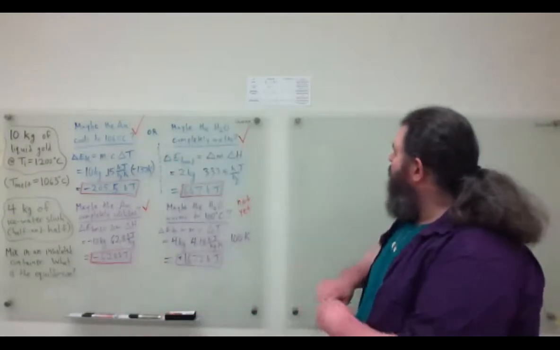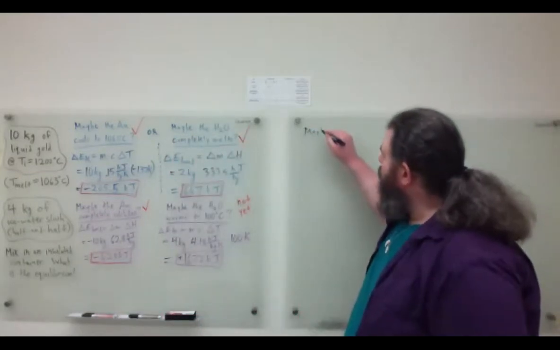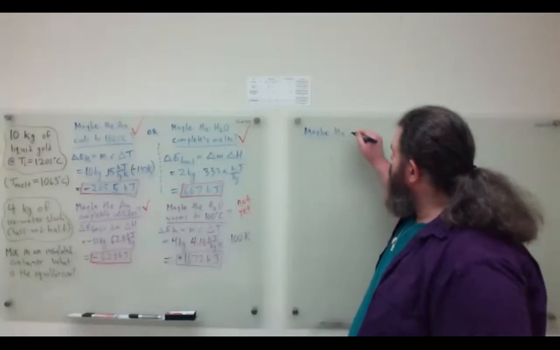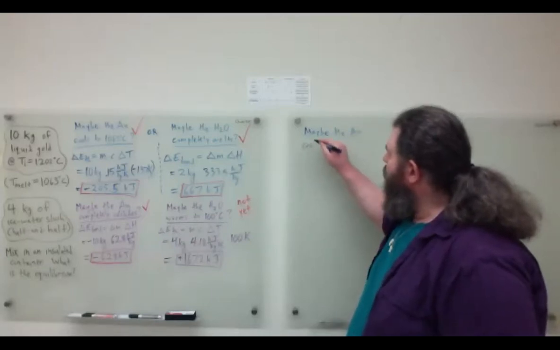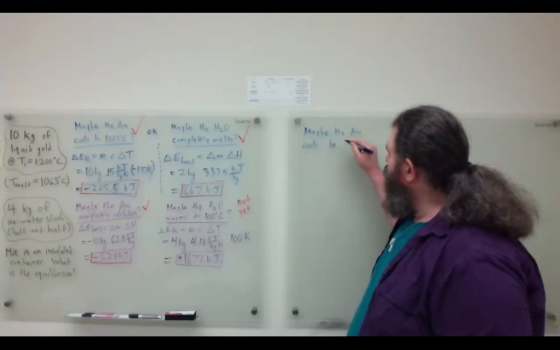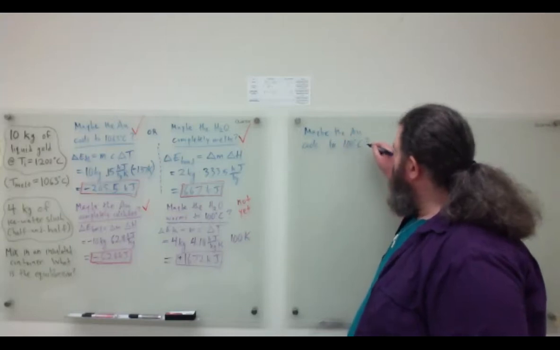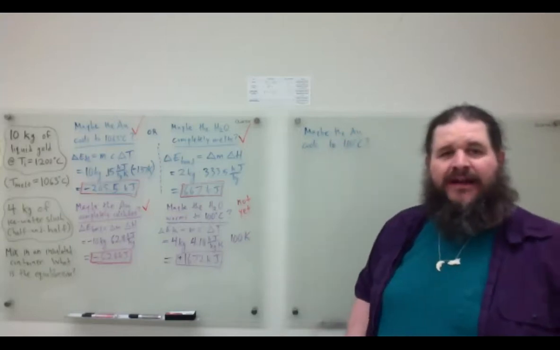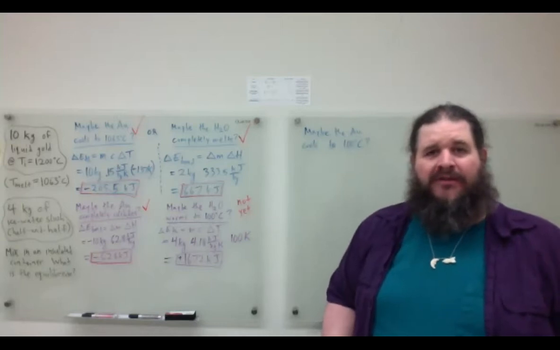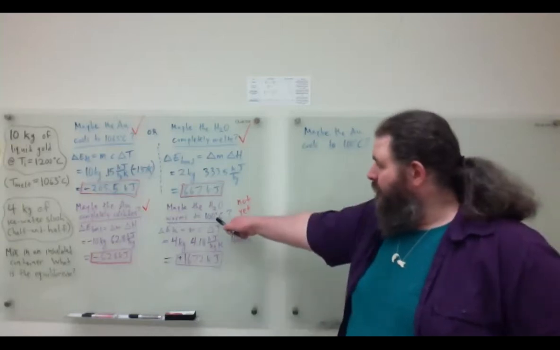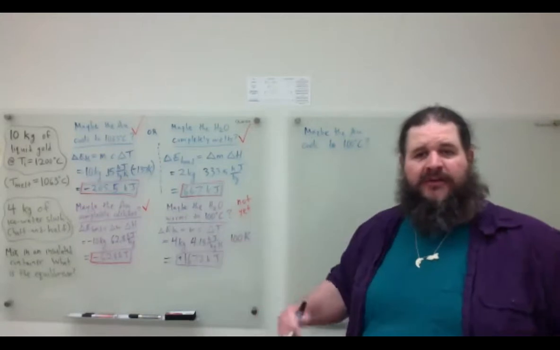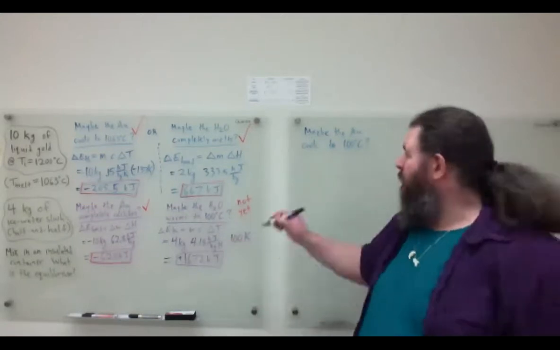So let's check another hypothetical. Maybe the solid gold cools off all the way to 100 degrees. And of course, gold specifically doesn't care about 100 degrees. It's not an important temperature for gold, but it's the next important phase change point for water. So we should check which one reaches 100 degrees first.